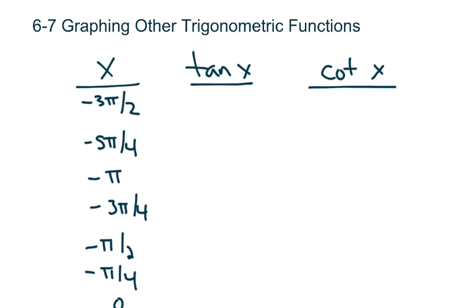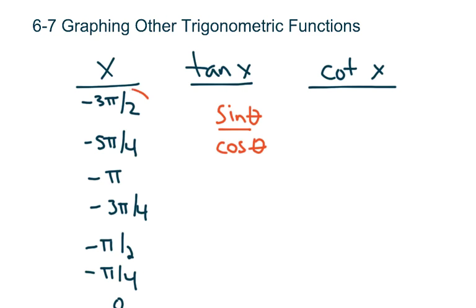If you plug this into your calculator, the tangent of negative 3 pi over 2 gives you an error message, and it probably says divide by 0. The reason that happens is because the definition of tangent is sine over cosine, which isn't something we really have talked much about yet, but it'll come into play later on.